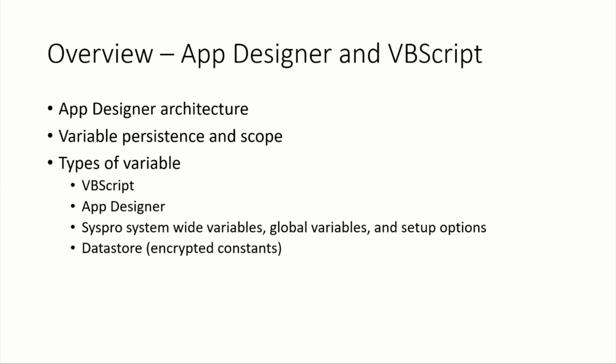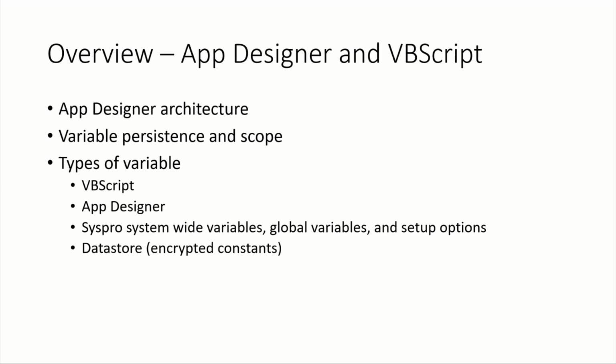Now, it's important to understand that this concept of how long a variable exists is called persistence and scope. With the types of variable we'll be talking about, there are clearly the VBScript variables which you define using the Dim and Const statements, and those variables are available in the running VBScript at the time. So if you set a global variable within a VBScript, it's available to all your other functions within the VBScript.